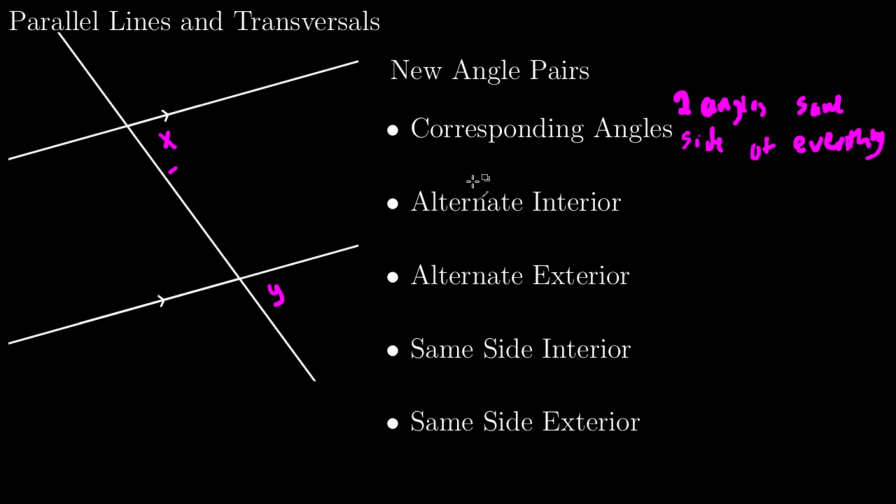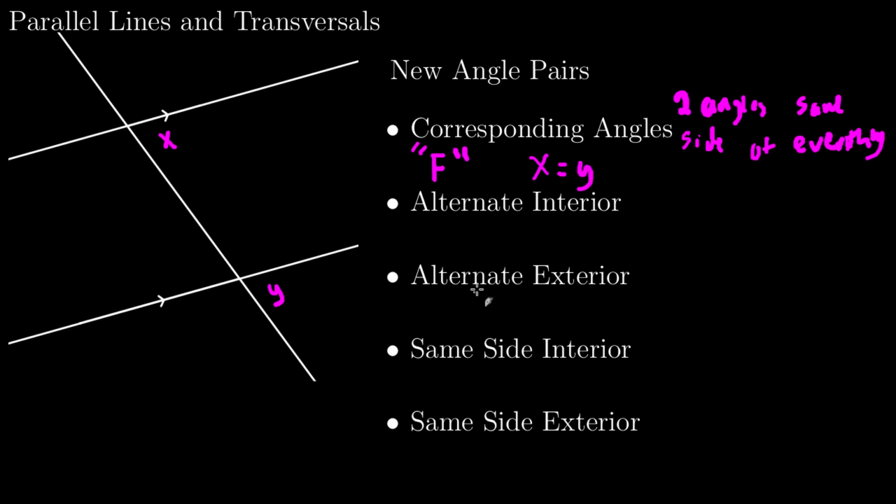Another way to notice corresponding angles is it looks like an F shape. Now, it could be flipped around, but you see I have this angle here, I have this angle here, and you can see this big old F going through there with these two angles. Now, the rule for corresponding angles is that they'll equal each other. They will be congruent. So I'll just say x equals y.